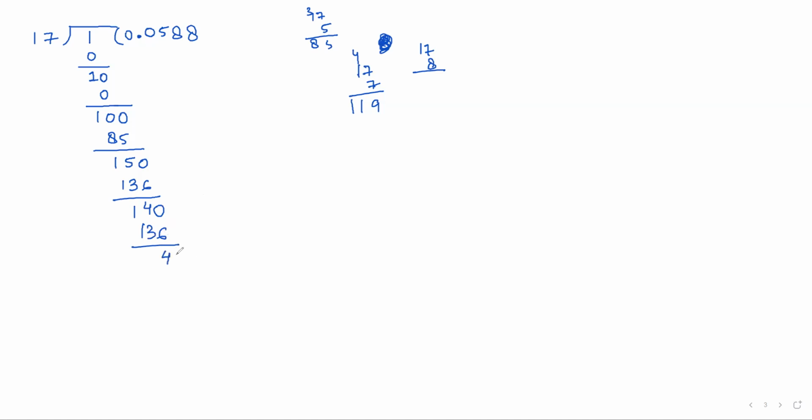So 4 is the remainder. So I can make it 40. Now 17 into 3 is how much? 7 into 3 is 21, 51. Oh, it is greater. Then 17 into 2 will go. So 2 times, 34, right?